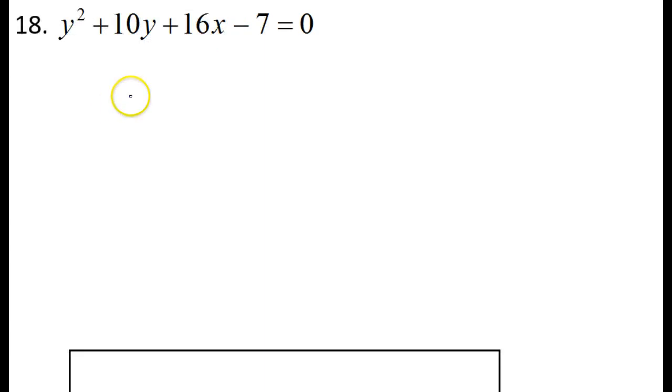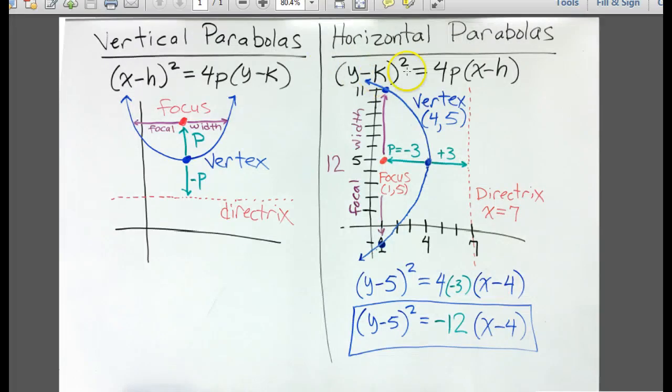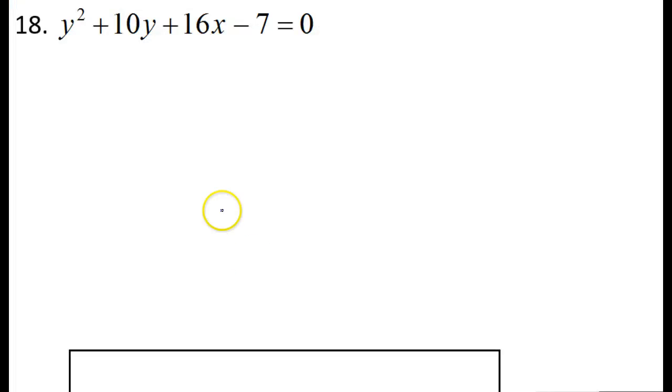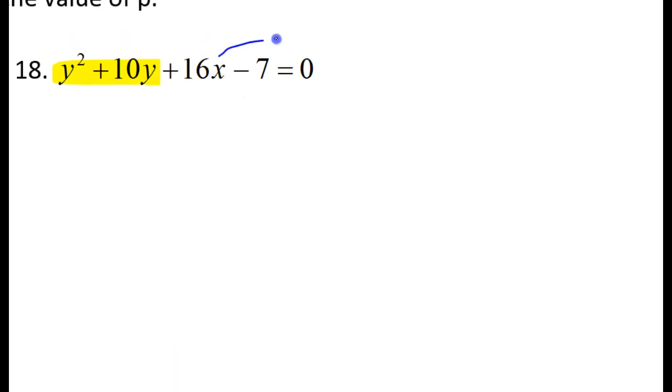Let's practice that again for problem number 18. Notice that the y is squared. So that tells us that we're dealing with this form of the equation where we will want the y portion of the equation squared. The x part of the equation will not be squared. So for that reason, we're going to make sure that the y terms stay on the left side of the equation, and everything else is going to move to the right hand side of the equation. We will add or subtract as needed.